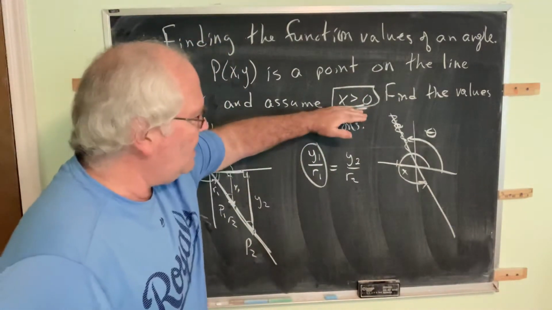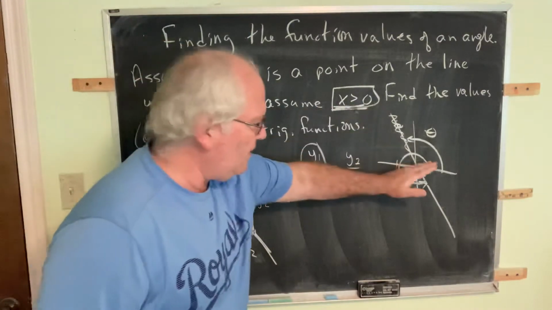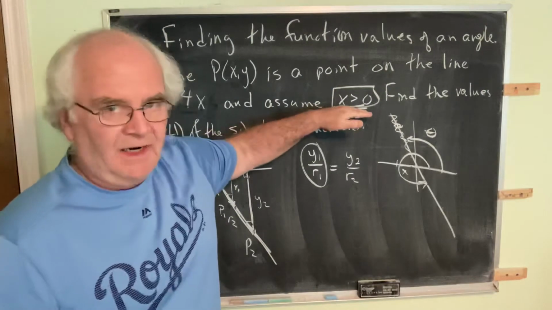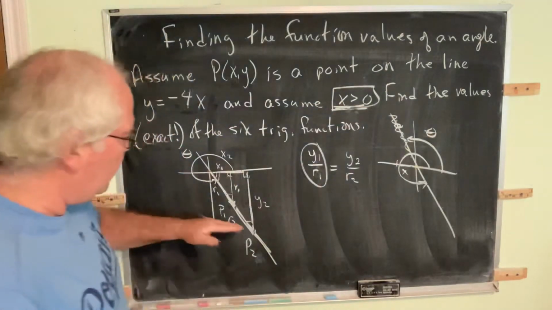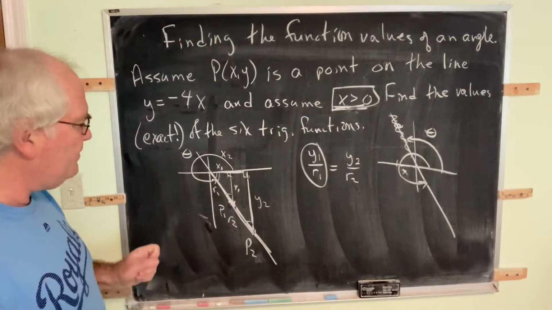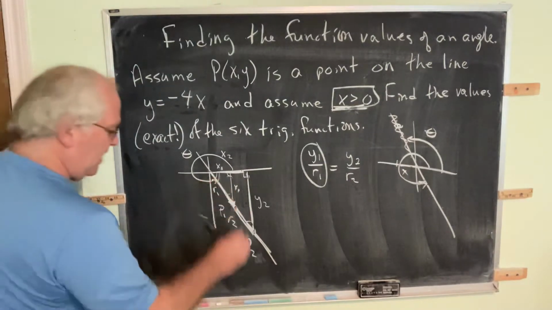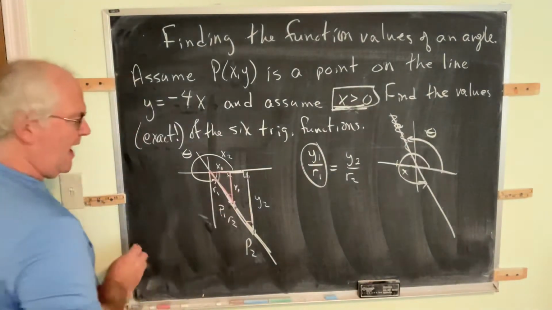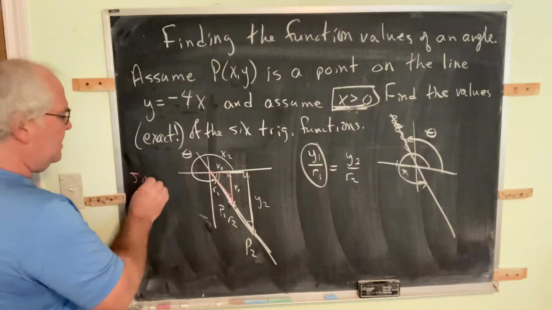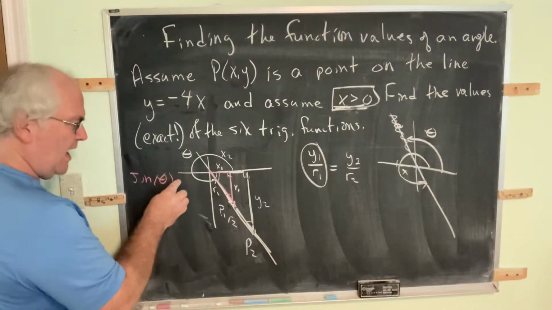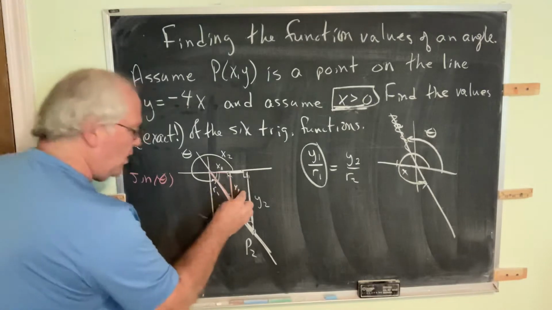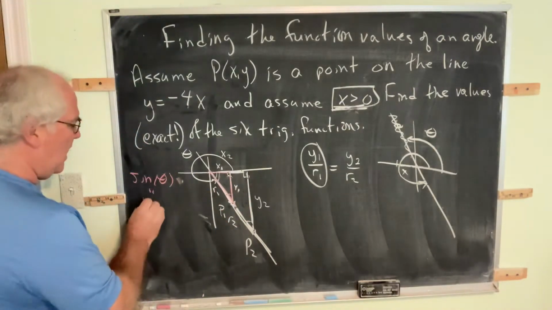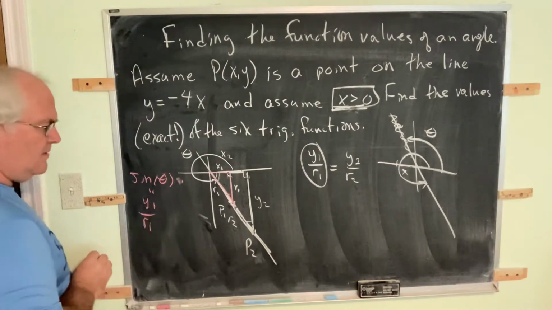If we had been given x less than 0, then we would choose the point on this piece of the line. We just coincidentally happen to be given this piece, and so we know we're down here in quadrant 4. But look, with respect to the small triangle, I'll call this the red, the small triangle, we know sine of theta in that triangle is y1 over r1.